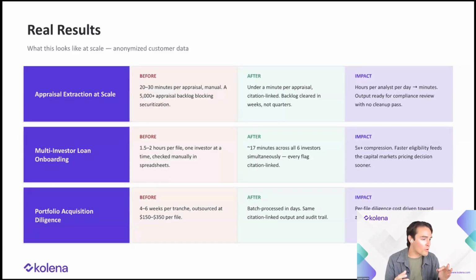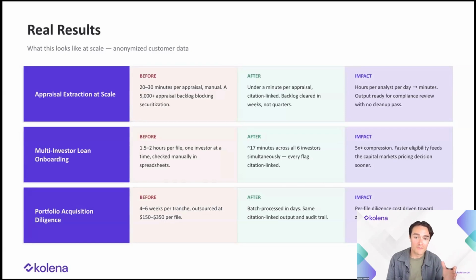Final row, portfolio acquisition due diligence, which is something that's kind of an umbrella around everything that Pedram showed. This matters for lenders in the room who are doing whole loan acquisitions. Before, it would take about 4 to 6 weeks per tranche, and they would outsource that at $150 to $350 to an offshore team per file. So it would cost them anywhere from $220,000 to $450,000 per tranche, and it would take a month to a month and a half, and this is a process that they had outsourced to an offshore operation.